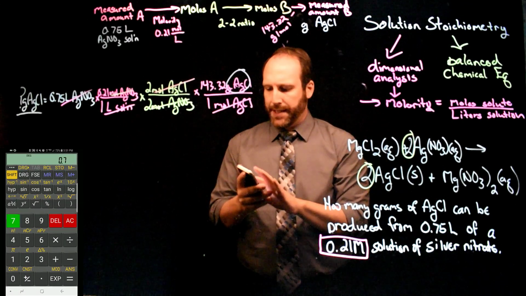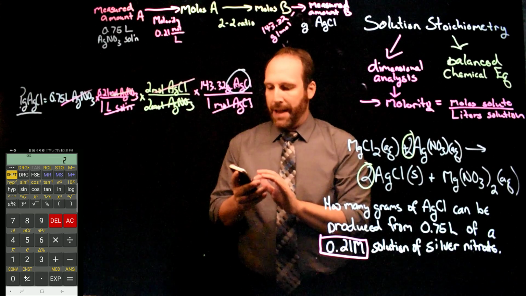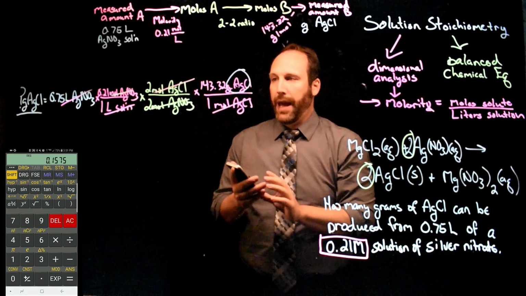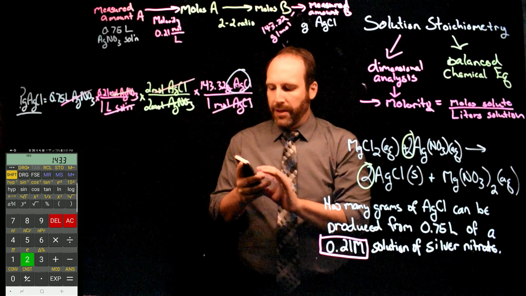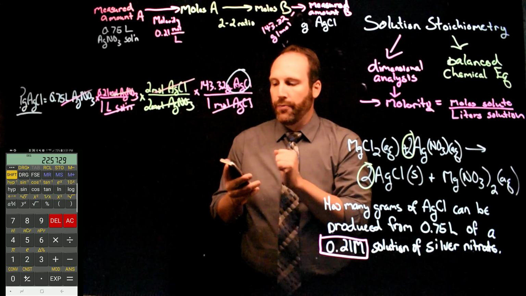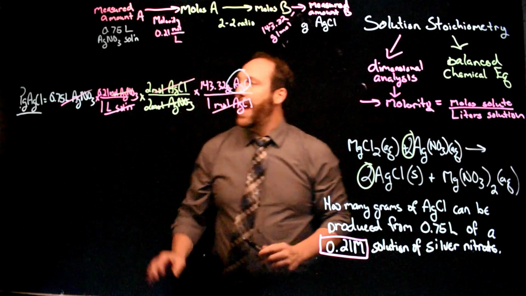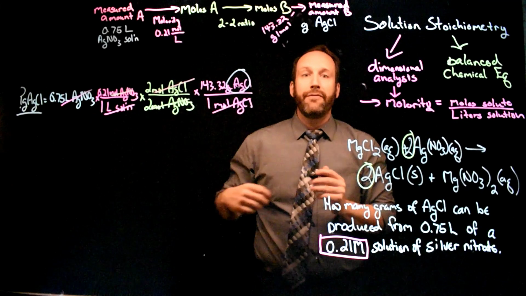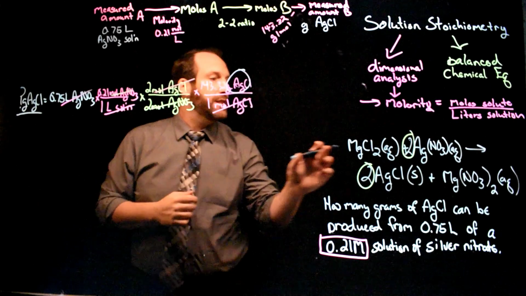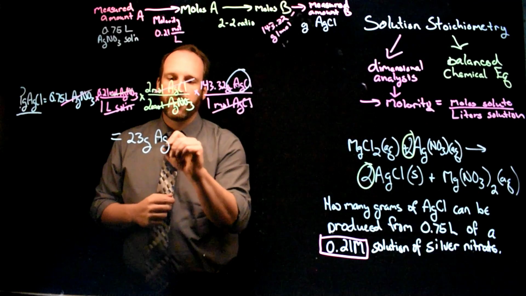So we'll take our 0.75, we'll multiply that by 0.21. We can multiply by 2 and then divide by 2, right? And that gets us back to the answer before we did that, but that's okay. And then we can multiply by 143.32, okay? And that gives us our grams of silver chloride. So I'll go ahead and round that and say 23 grams, okay? So if we have 0.75 liters of a silver nitrate solution that has a molarity of 0.21, provided that we have enough magnesium chloride, we can produce 23 grams of silver chloride.